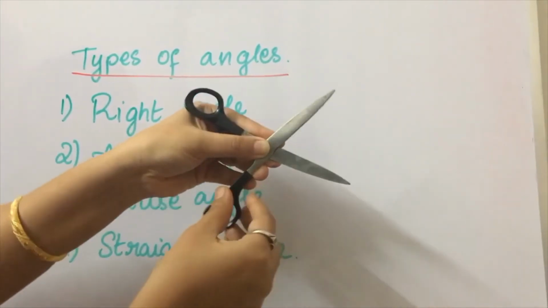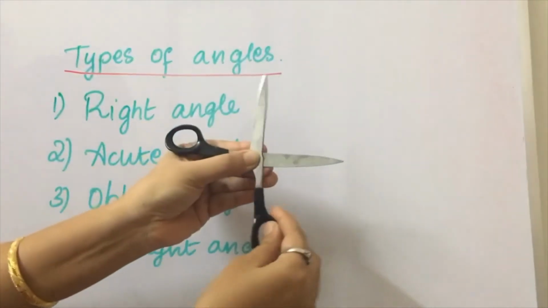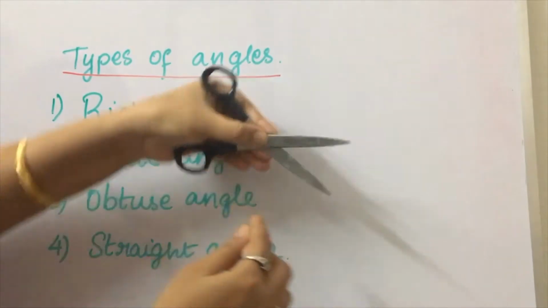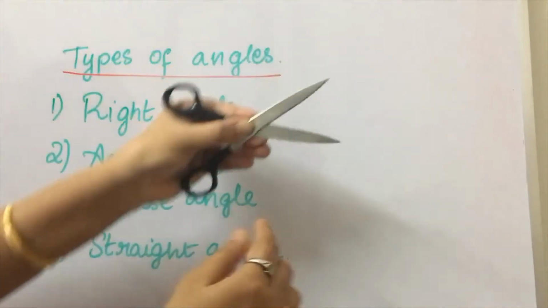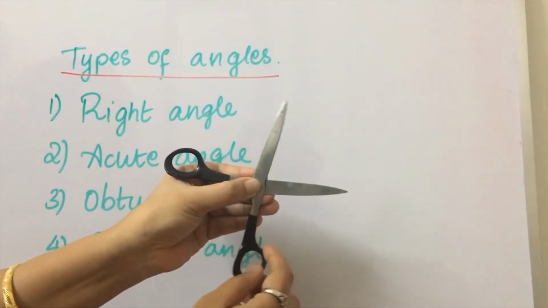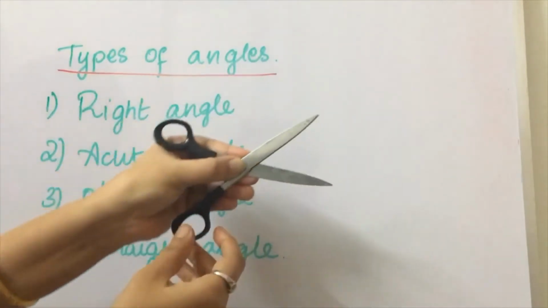When it is less than 90 degree, see, can you all see? When it is less than 90 degree, it forms an alphabet A. So it is called an acute angle. This is how you will remember the word acute. When it is less, it is called A, and it is acute angle.